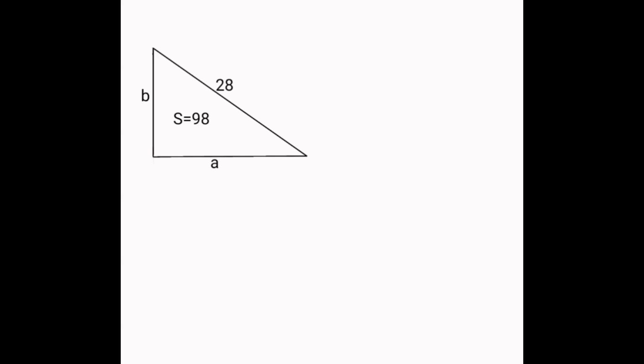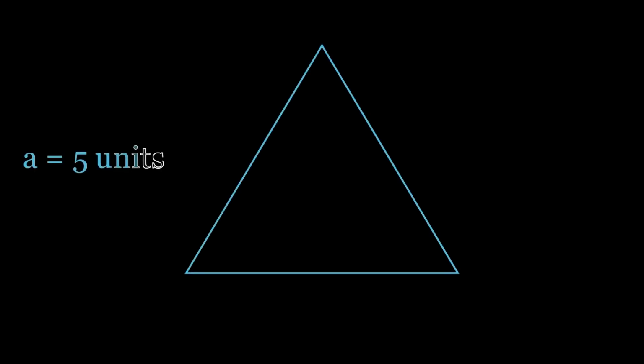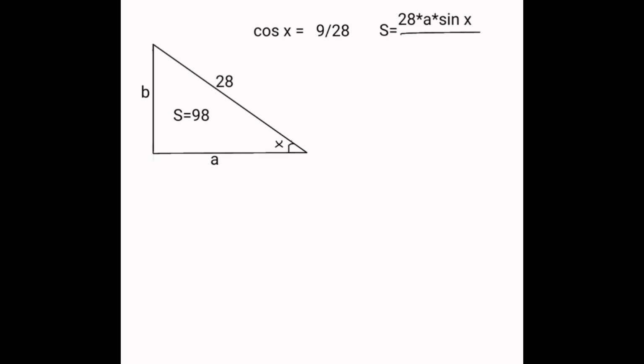In the second problem, we are given a right triangle, where we know that the hypotenuse of the right triangle equals 28 and the area of this triangle equals 98. And we should find the angle between the hypotenuse and the side A. First of all, let's calculate the cosine of the angle, which would be equal to A divided by 28. After that, let's use the formula of the area of the triangle using the sine, and say that the area of the triangle equals 28 multiplied by A multiplied by sine x divided by 2.